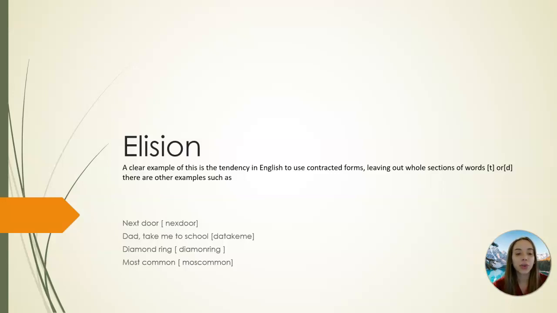Next door. So we say next door, next door. Dad, take me to school. We say Dad, take me to school. Diamond ring. We say diamond ring, diamond ring. Most common. We want to say it faster. So the T disappears. We say most common, most common.